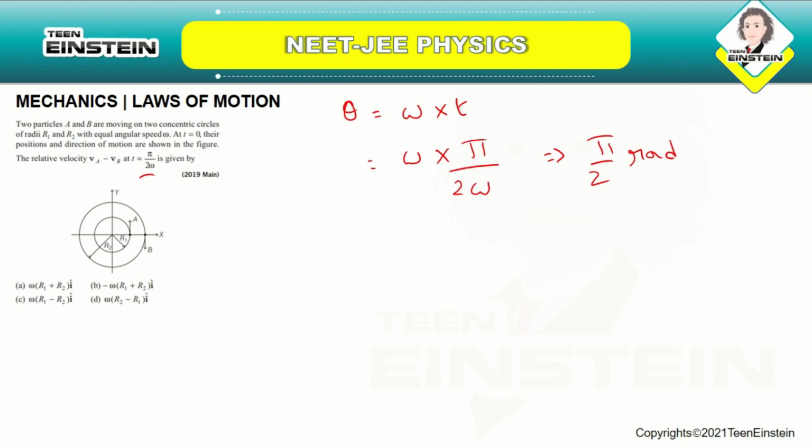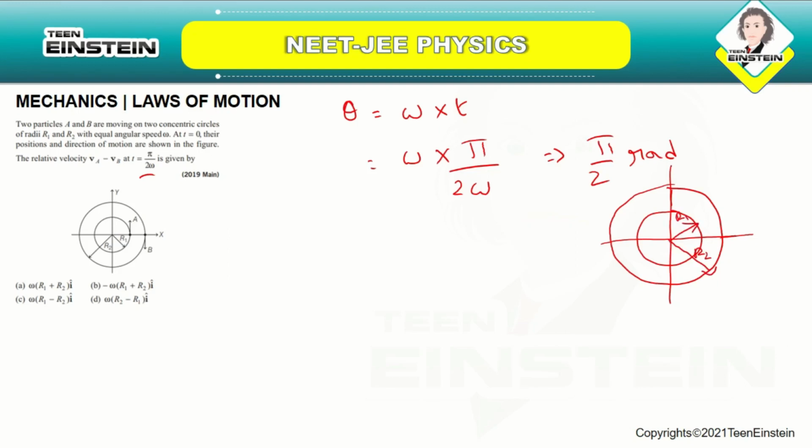So the position of the particles at t is equal to pi by 2 omega will be like this. Initially it is like this as shown in the question, and after it is rotated it will be like this. You are having two concentric circles like this. Now the position will change to here. So it is rotated by pi by 2. So this will come here. R2 will be here and R1 will be here.